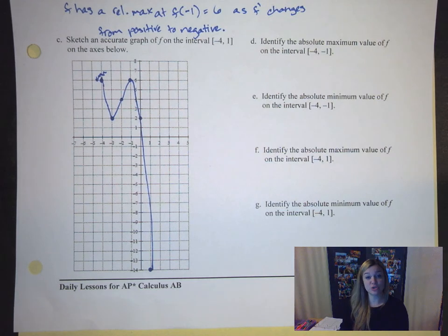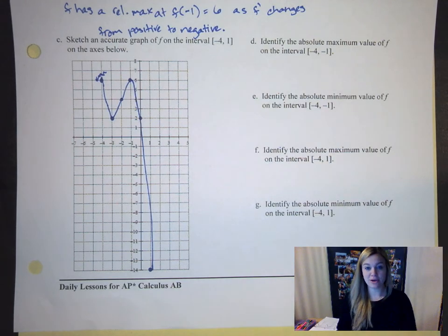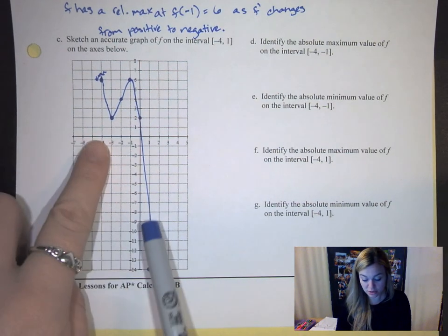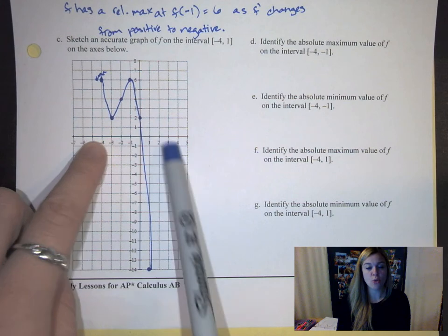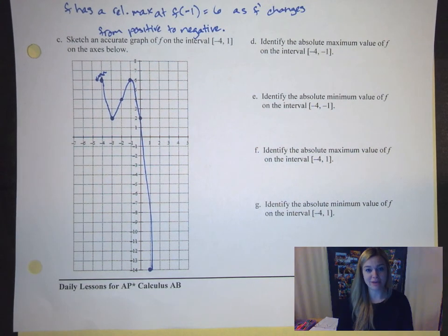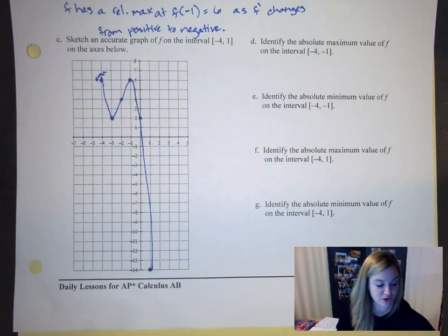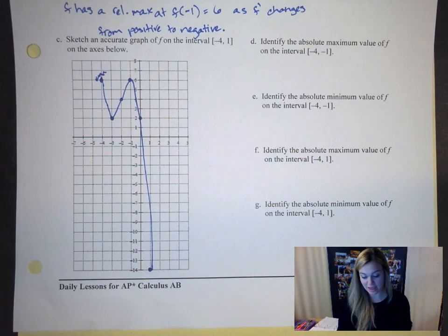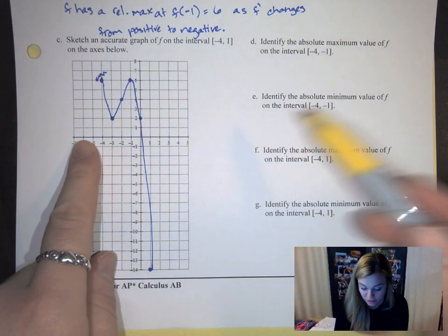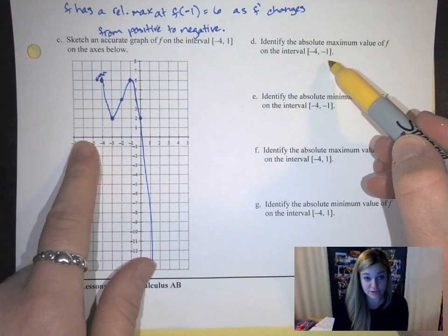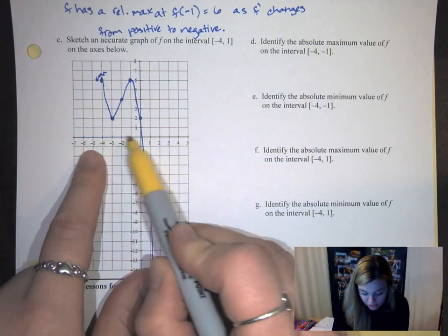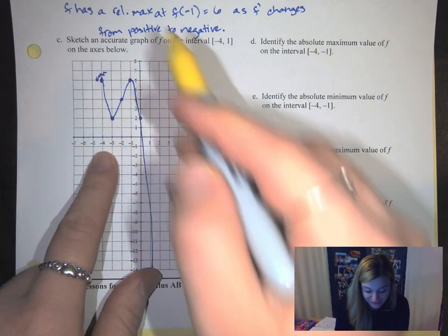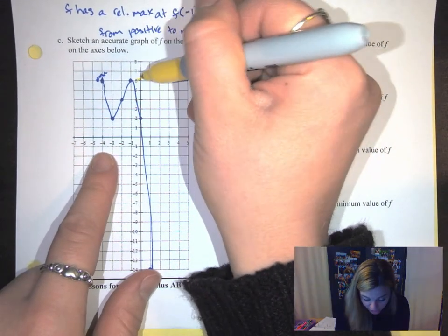We can also just do this on an interval. So if I'm saying the absolute max on this interval from -4 to 1, I'm looking and seeing what is the highest y value. Anytime we're talking about the maximum value, it's talking about the y value. So absolute maximum from -4, ooh, this one just says to -1, so be careful. -4 to -1. I can see the highest y value is up here at 6.